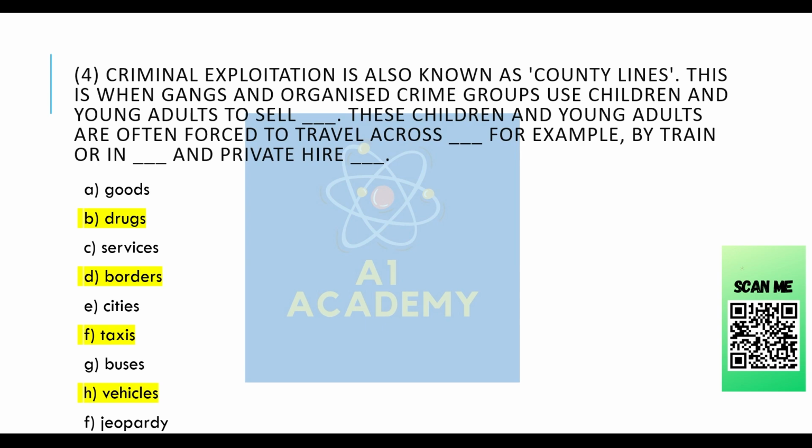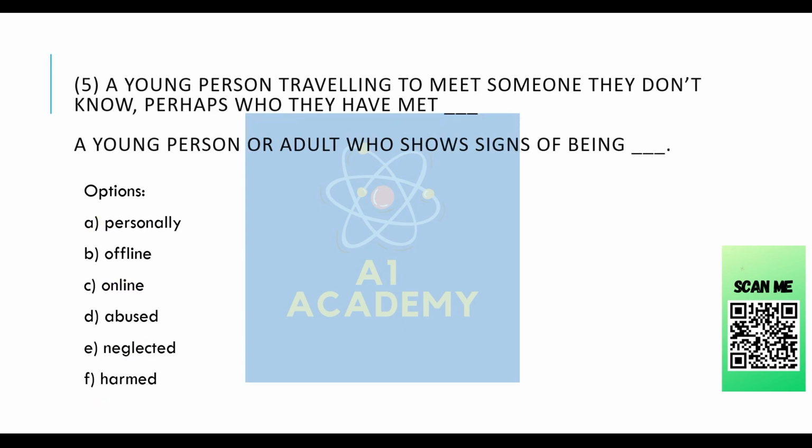The answer is B, Drugs, D, Borders, F, Taxis, and H, Vehicles. Question number 5. A young person traveling to meet someone they don't know, perhaps who they have met blank. A young person or adult who shows signs of being blank. So pause the video now and pick 2 answers. The answer is C, Online, and D, Abused.